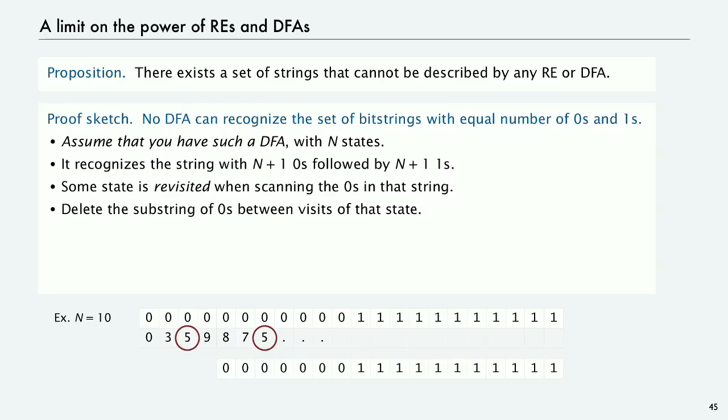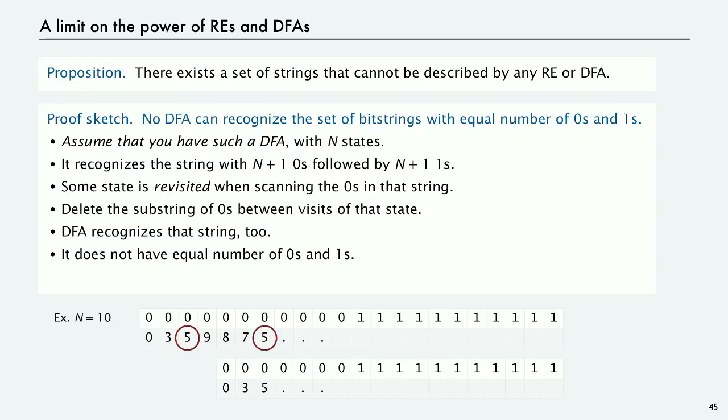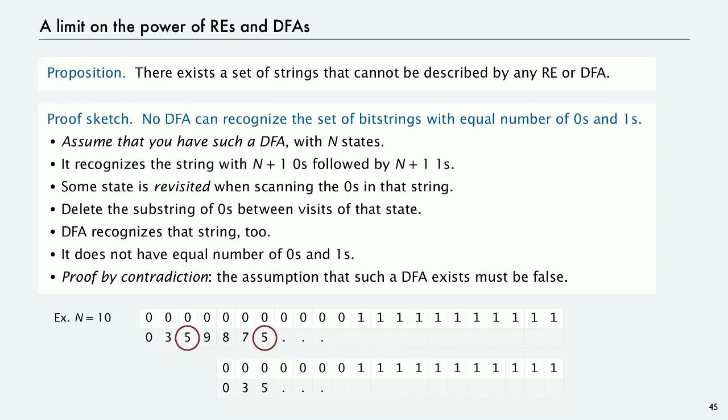Whatever it does on that string with equal numbers of zeros and ones, it's going to do on this other string. It's going to start out 0, 3, 5, and once we're in position 5, it's going to do precisely the same thing for those two strings. So there's a string with equal numbers of zeros and ones that it may recognize, but there's another one that has fewer zeros than ones that it's going to recognize too. That string does not have equal number of zeros and ones, and that's a proof by contradiction.